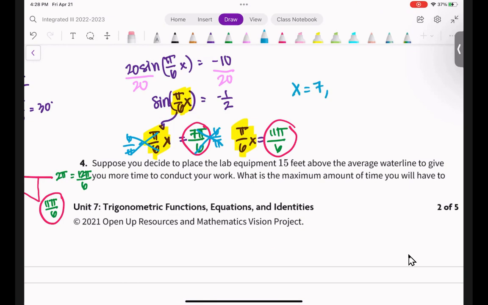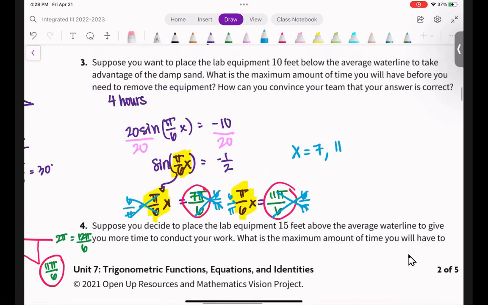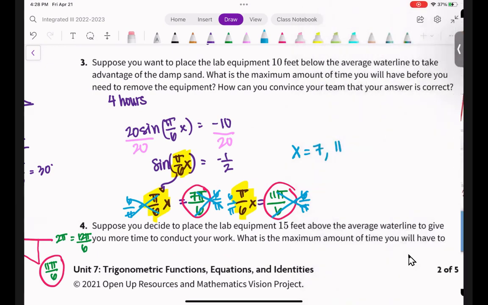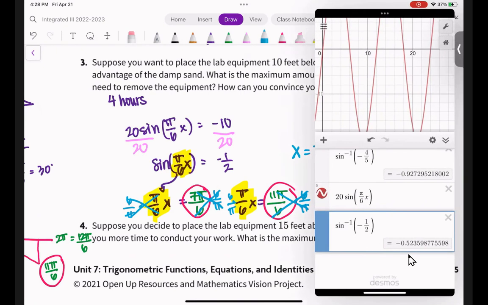And I have 2 answers. So again, I'm going to multiply by 6 over pi on this side as well. And I get 11. So my answers were 7 and 11, which is exactly what I got over on my graph. And I got 4 hours as my answer again. So I showed you two different ways. I showed you from the graph and I showed you algebraically. If you want, I can also plug it in as a table, and that's your other alternative way.